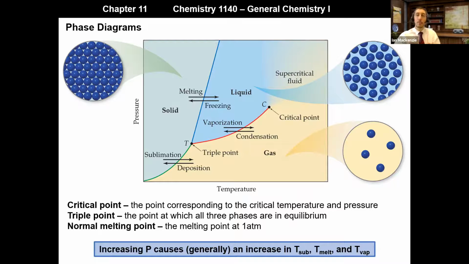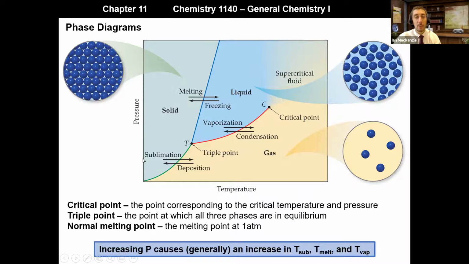Now, increasing the pressure tends to lead to an increase in the sublimation temperature, the melting temperature, and the vaporization temperature. Because increasing pressure tends to push the molecules closer together, it requires more energy in the form of increasing temperature to drive those molecules apart, whether to go from solid to gas or solid to liquid or liquid to gas. And we can see that illustrated in this generic curve where if we're at a very low pressure, say here, then we can trace our way across and say that sublimation will occur at this particular temperature.